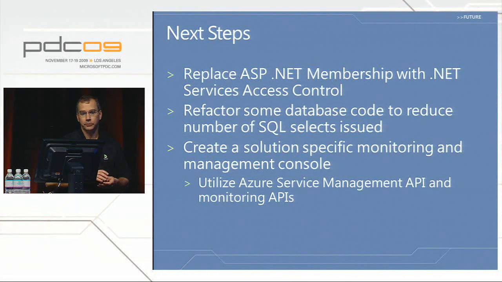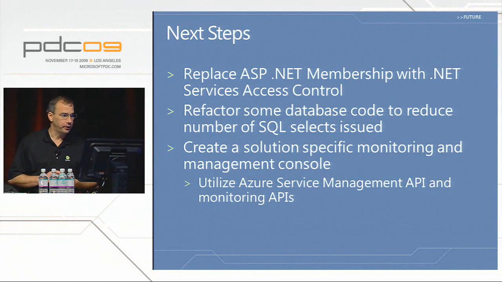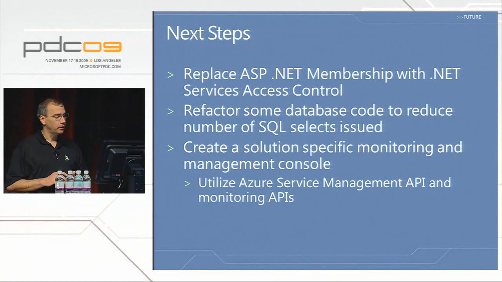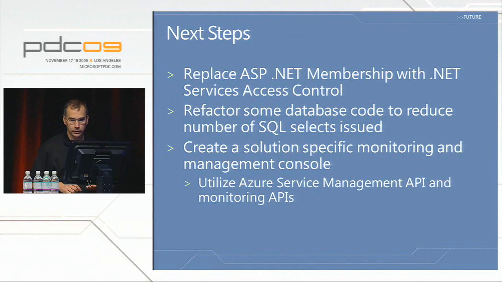So what are our next steps? Right now we're using ASP.NET membership, and we want to replace that with the .NET Services Access Control. We also need to refactor some of our database code to reduce the total number of SQL select statements that we're issuing in the code. And finally, we need a solution-specific monitoring and management console for this. We're planning on using the Azure Service Management API and the new Diagnostic Monitoring APIs that have just been introduced. I've actually worked with the Service Management API. It looks really good. It's going to do what we need.